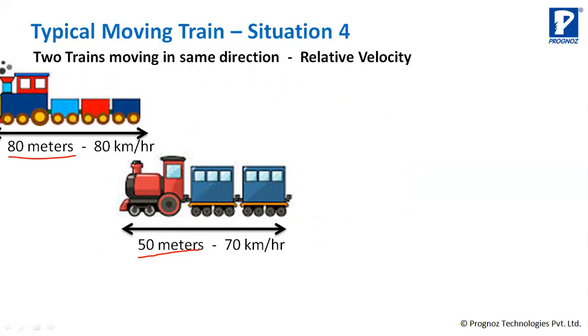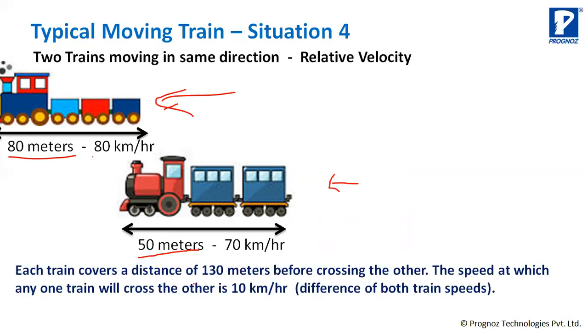And the speed at which this train crosses this train is 80 minus 70. Now here it is minus, here it's subtraction. Here is a difference of both these speeds. So 80 minus 70 is 10. So it crosses this train at 10 kilometers per hour. And that is why you see it crosses that train very slowly.